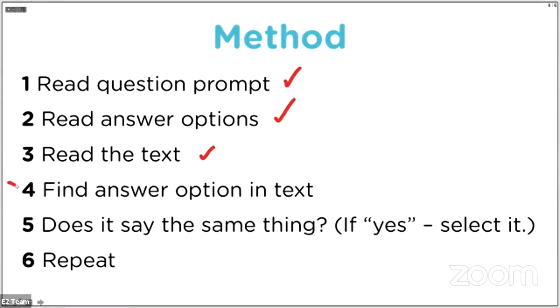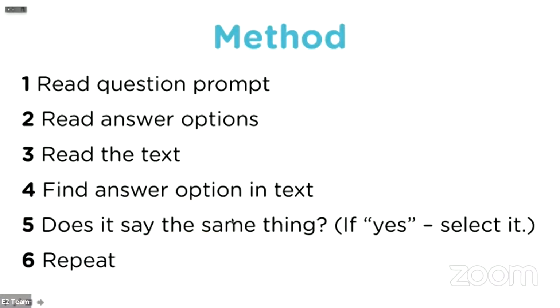But this is the really critical part here. Find the answer option in the text. Now it's going to be written in a different way. It won't be written word for word the same. They'll use synonyms and they'll phrase it differently. And when you find it in the text, does it say the same thing? In other words, does the answer option say the same thing as the text? And then you just repeat this ad nauseum.